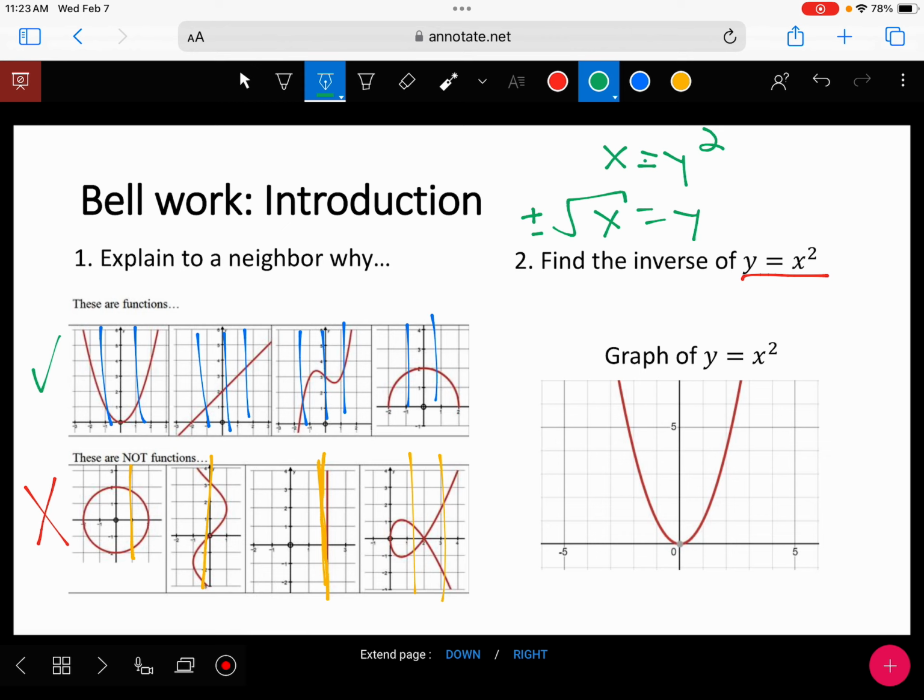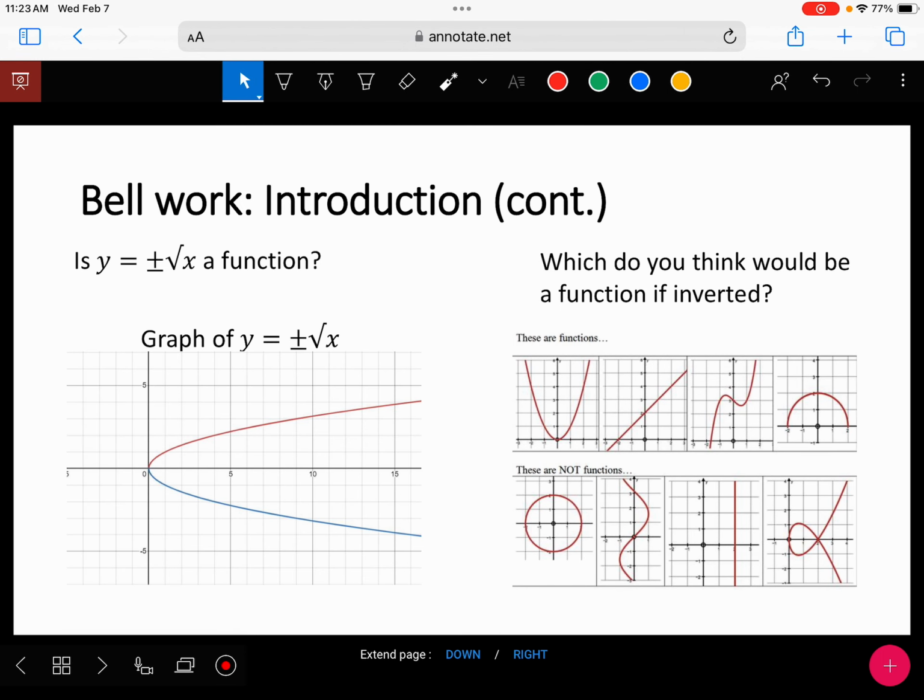Remember, in general, an inverse function takes your original function rule and flips which one's the input and which one's the output. And that's what we showed algebraically, but also graphically. We'll see on the next slide what that means.